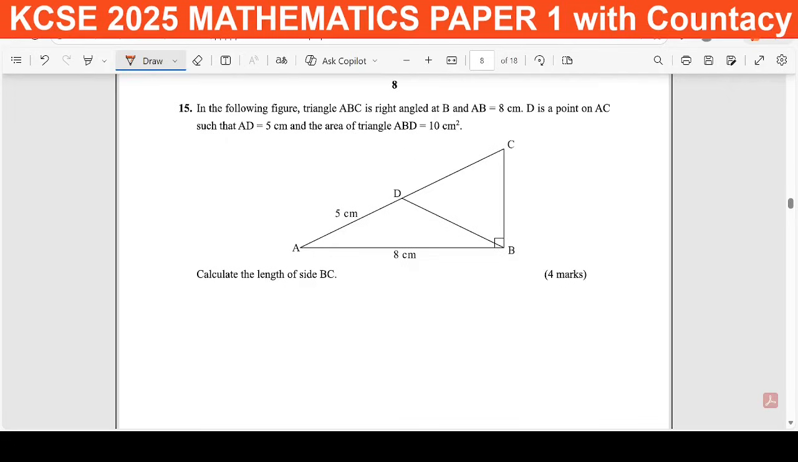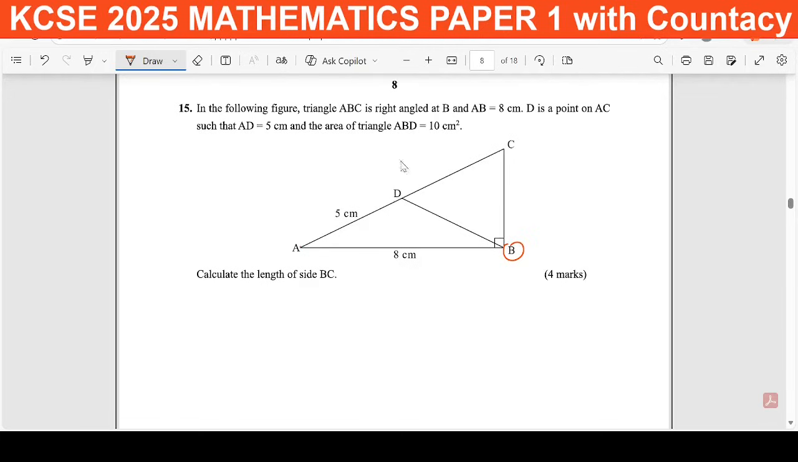We are told that in the figure below, a triangle ABC, it's right here, it's good to visualize as you read. ABC is a right angle at B, so it is a right angle at this point. And we are told that AB is equal to 8 centimeters. That's pretty good. D is a point on AC such that AD is 5 centimeters. So from here to here, that's what we have, 5.